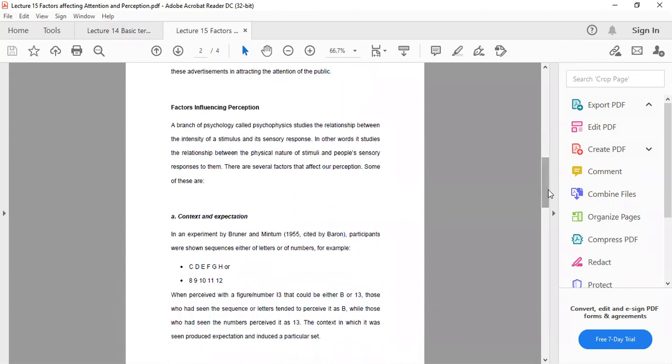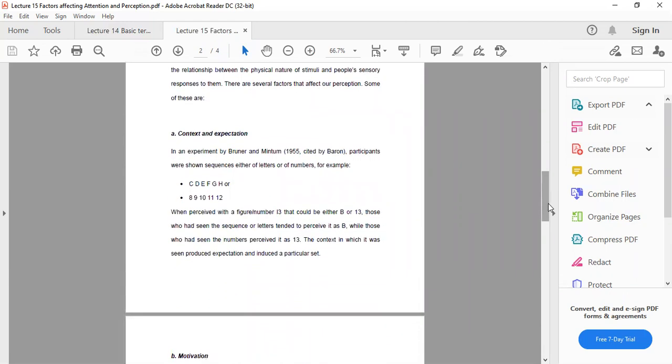Now looking at factors which influence our perception. There are quite a number of factors. First, the context and expectation influence the way we perceive. Things involved in terms of the context, the content of the matter, and also expectation from the content tend to influence our perception.